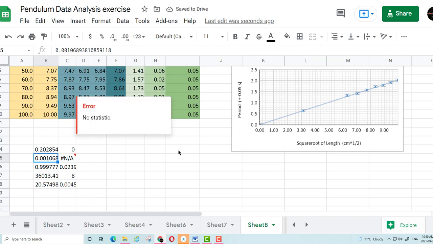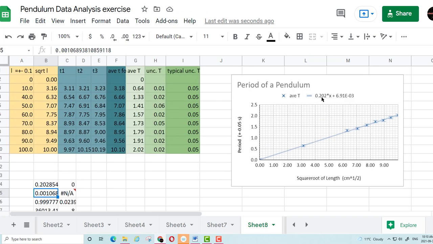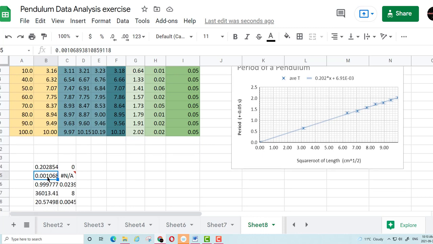So that 0.202, you'll notice that that's the same as here. That's the slope. And the y-intercept, well, we set that to 0, so it's not quite the same as what it was originally. Now, here's the number that's important. So just kind of highlighting here, that first number was the slope. The second number was the y-intercept. The third number here is the uncertainty in slope. And then the fourth number would be the uncertainty in the y-intercept.